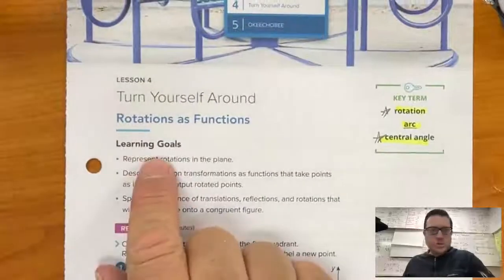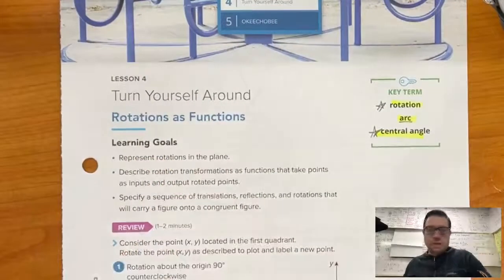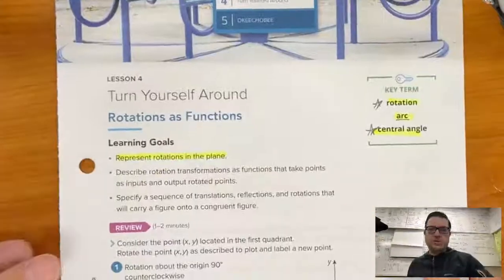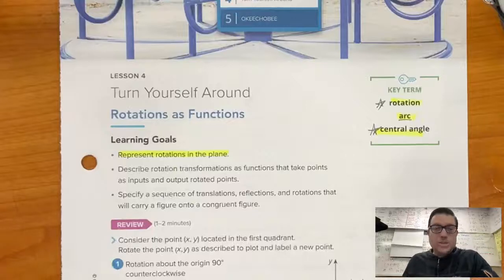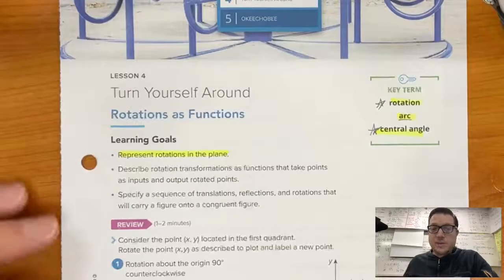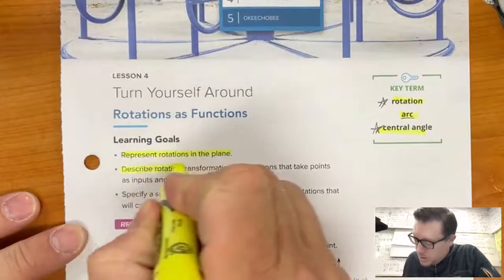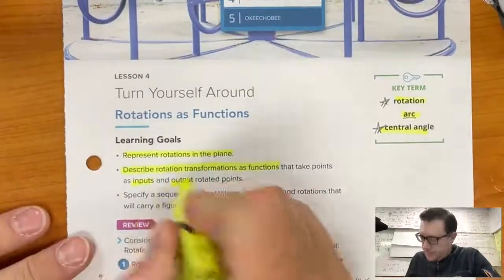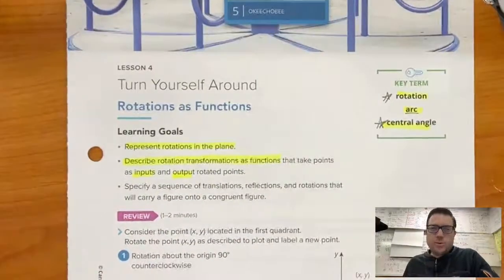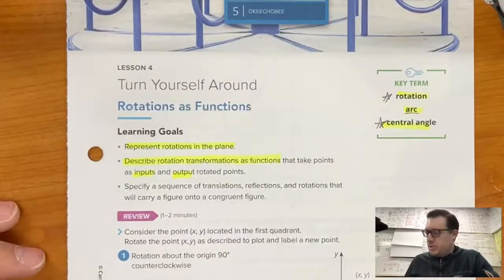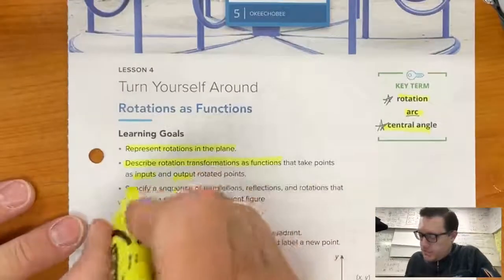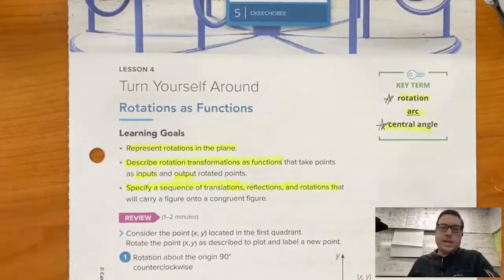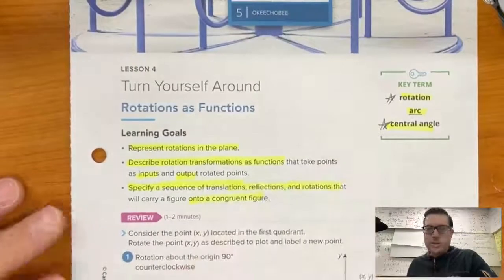The learning goals for this section are representing rotations in the plane. Highlight that. We're all about rotations with these videos. Describe rotation transformations as functions that take points as inputs, and then they output points. And then the last part, probably on the next lesson, which may or may not get some video notes, we're going to specify a sequence of translations and reflections and rotations that carry figures onto themselves, make similar shapes.